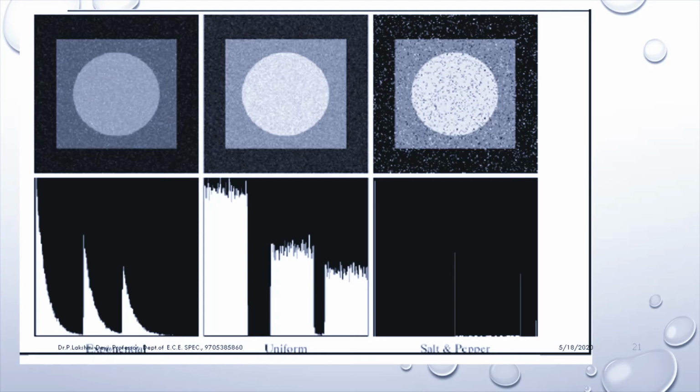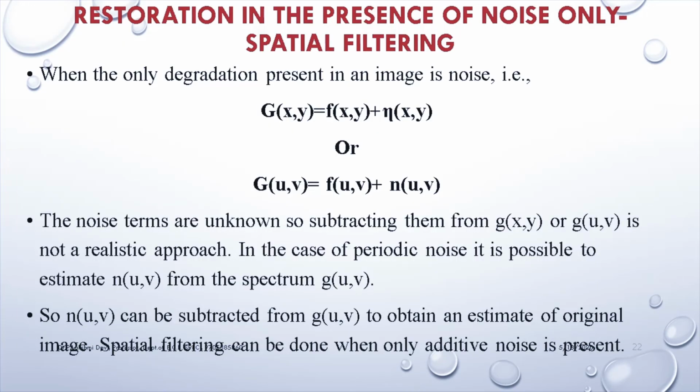In this way, we are in a position to identify which type of noise has affected the images based on their probability distribution functions. We are in a position to identify the types of noise through the histograms of the noise affected images. Now, restoration in the presence of noise only: if we consider that, then what type of filters can we use for minimizing that noise? There we can use the spatial filters.